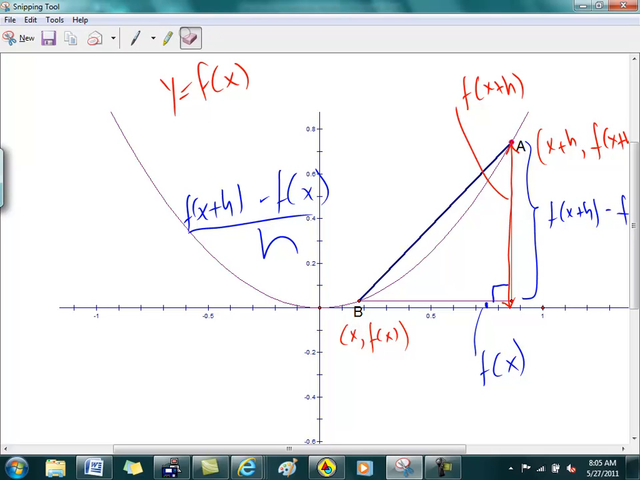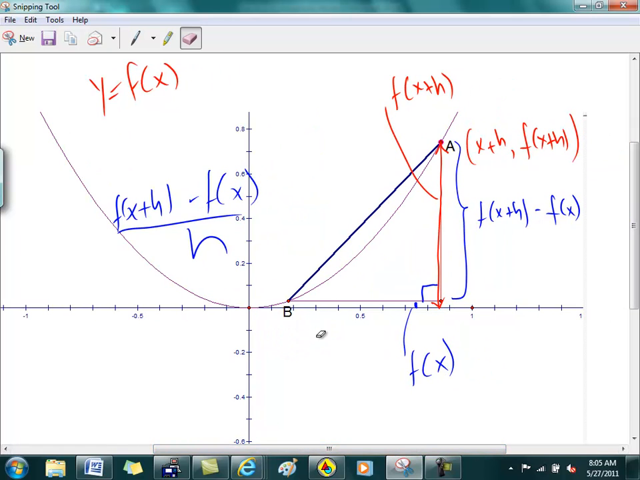Let me erase a lot of this stuff, because it's just coming in the way. You want to erase that for me, sweetie?